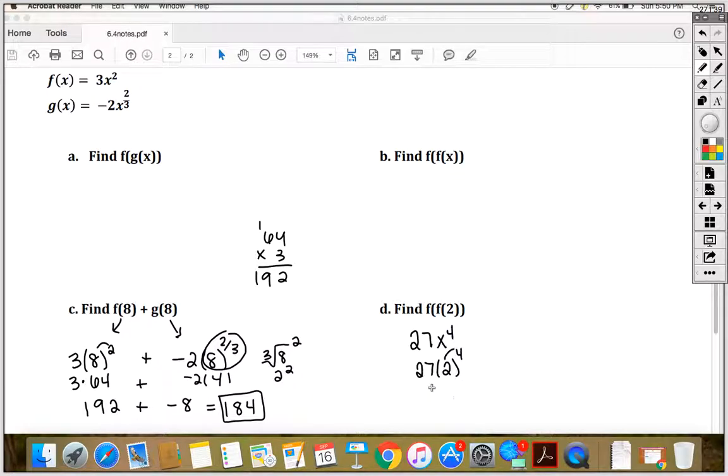So power first. 2 to the 4th is 16. And then I'm doing 27 times 16. And I'm going to run and get a calculator really quick. And 27 times 16 is 432.